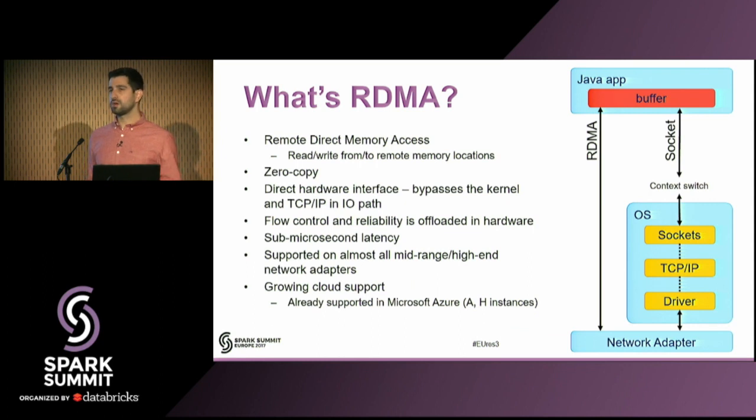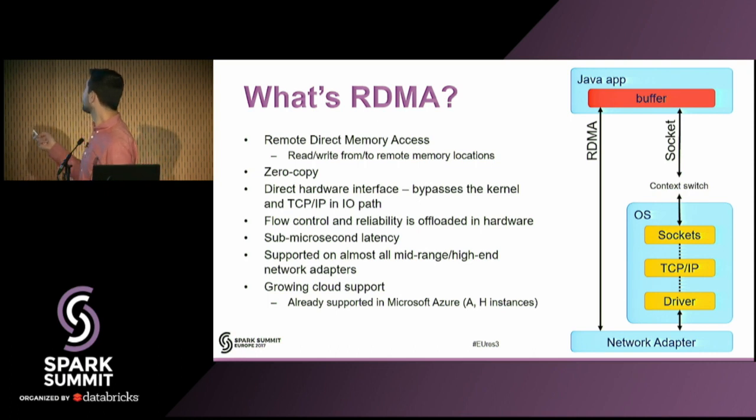So what's RDMA? RDMA stands for Remote Direct Memory Access. It basically lets you read and write from and to remote memory locations. All you need is an address in order to fetch stuff from another machine's memory, instead of going through the whole TCP stack, creating packets, allocating buffers, doing flow control, and all those sort of things that you have to do in the kernel that takes precious CPU.